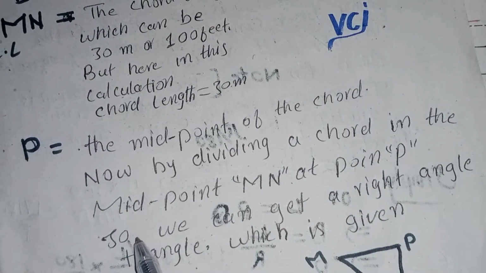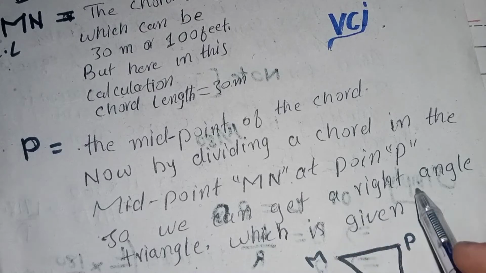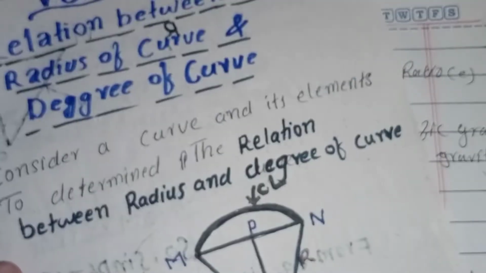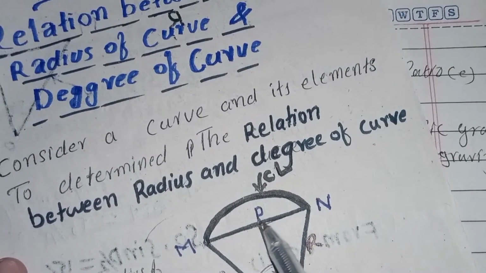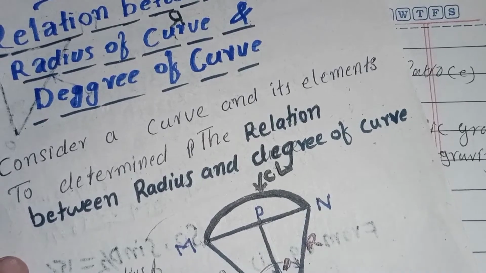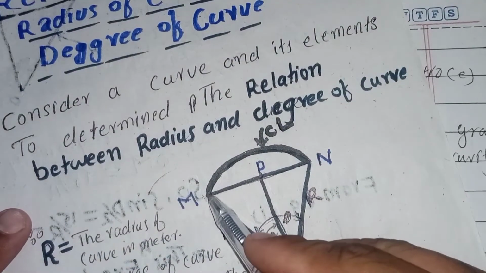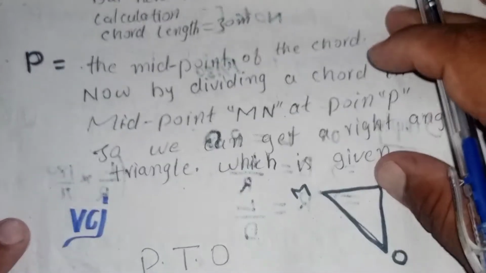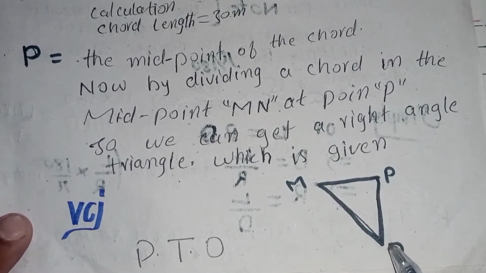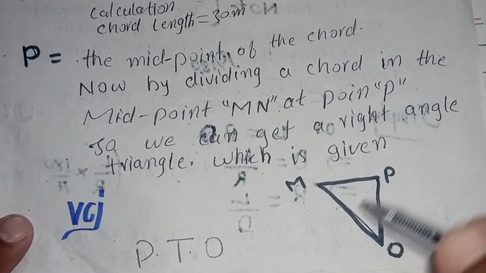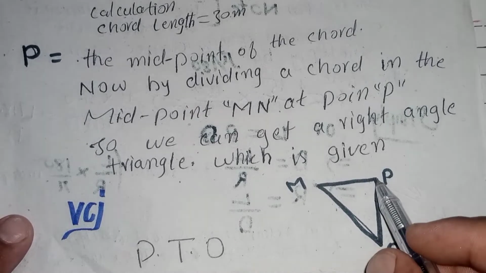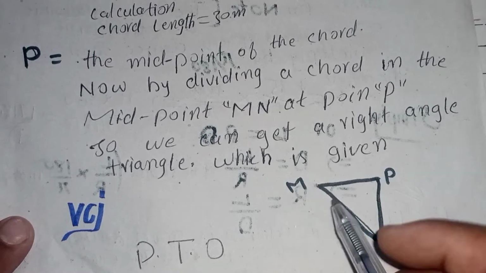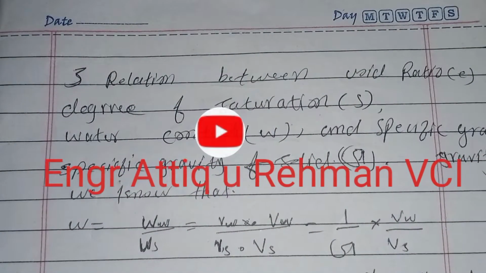Further, we can get a right angle triangle, which is given below. If we divide the chord length at the point P, we get a right angle triangle. You can see that this is a right angle triangle taken from this, and it is given below. This is denoted by O, which is the origin of the curve, and this is the point P, which is the half length of the chord length, and this is M, which is the start of the chord length.